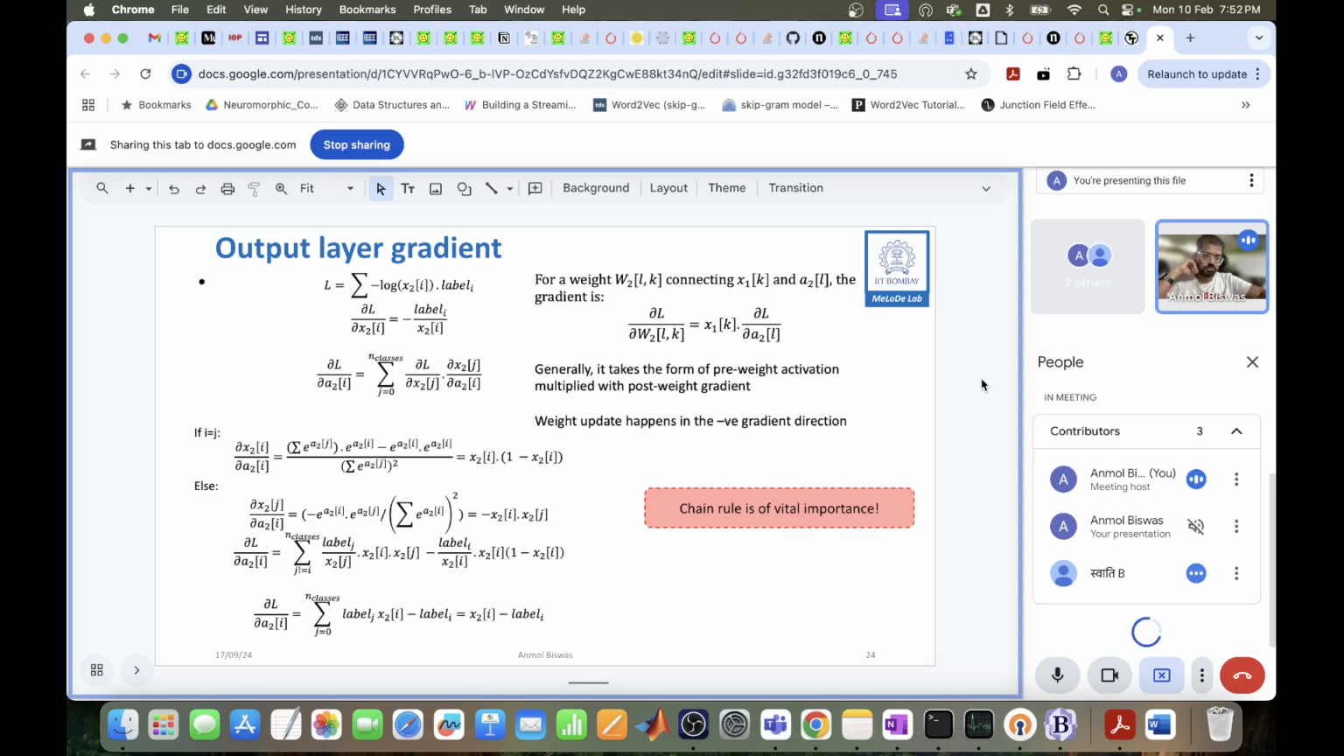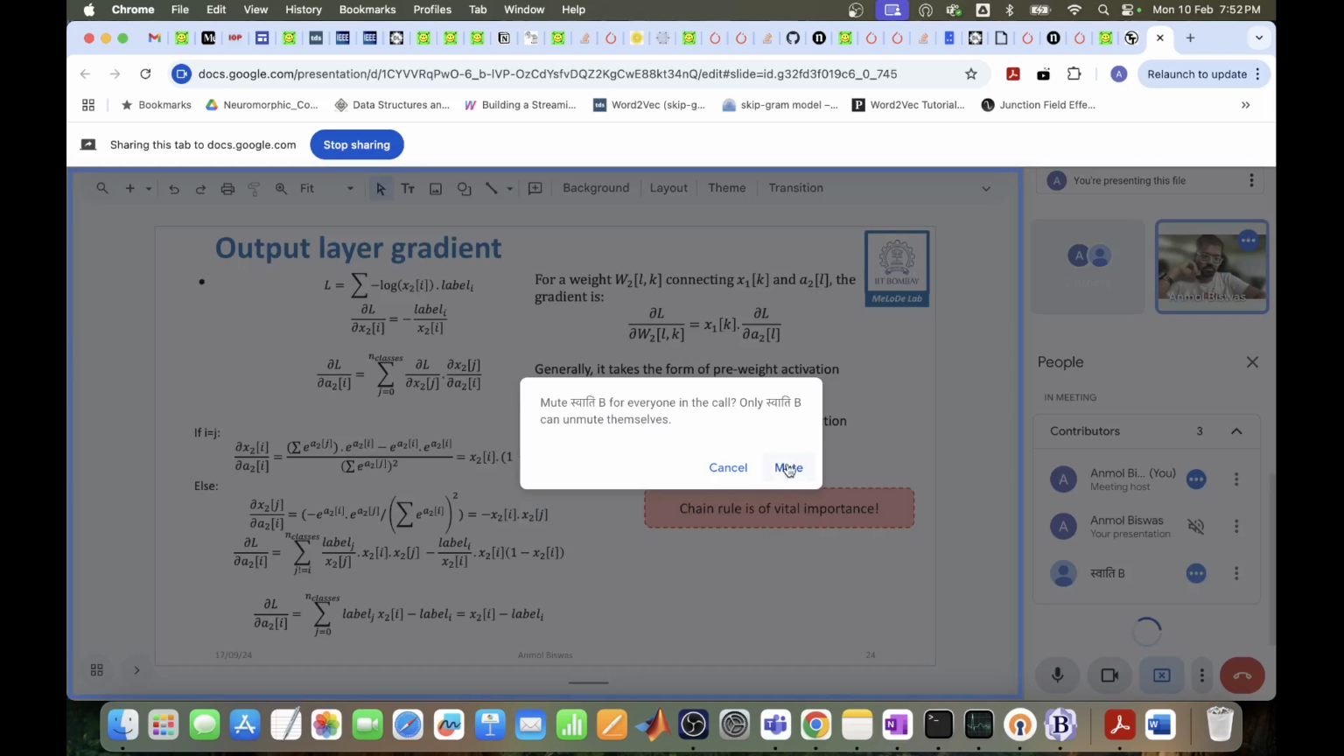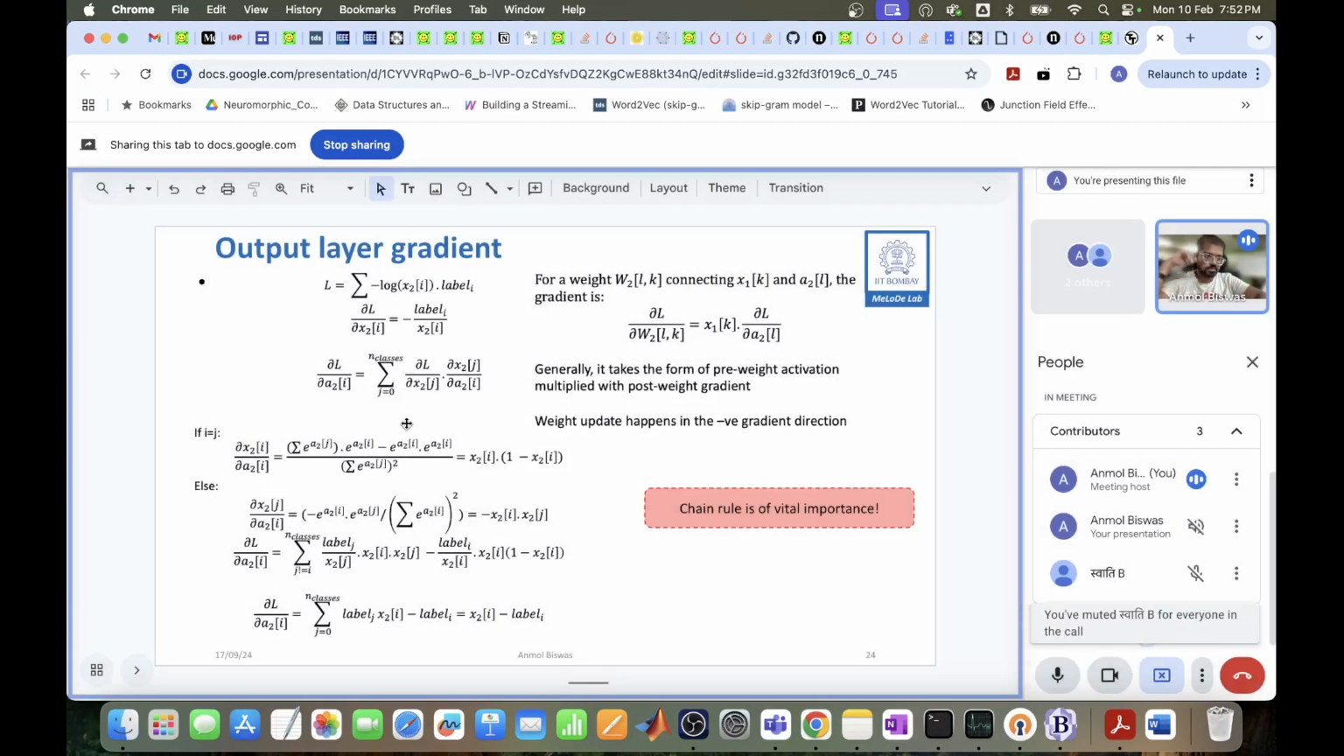No, both indices are for the same layer, right? So they are not for different layers. They are not for pre or post activation, right? Pre-activation is denoted by A, so A2 is pre-activation. Post-activation is denoted by X, so X2 is post-activation, right? i is what we are trying to compute for, over here, and j is the generic index, right?